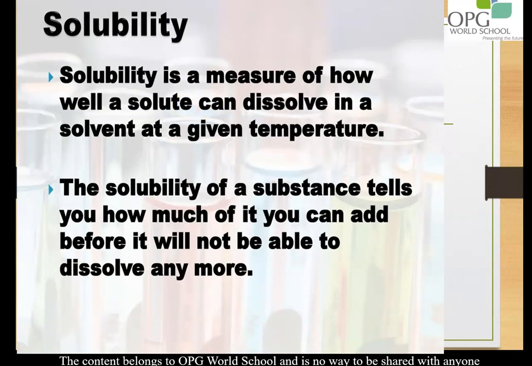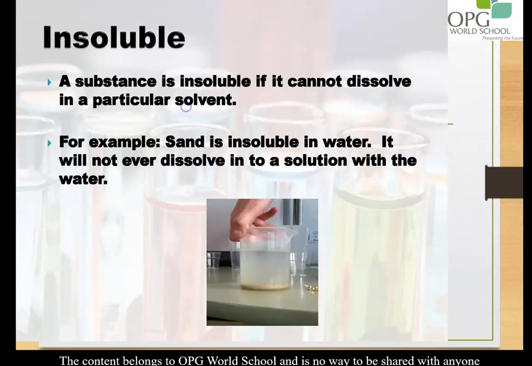So solubility is a measure of how well a solute can dissolve in a solvent at a given temperature. The solubility tells us how much of it you can add before it will not be able to dissolve any more. Whereas a substance is insoluble if it cannot dissolve in a particular solvent. We all know that sand is insoluble in water. So it will never dissolve inside the solution no matter how much you stir in the sand.